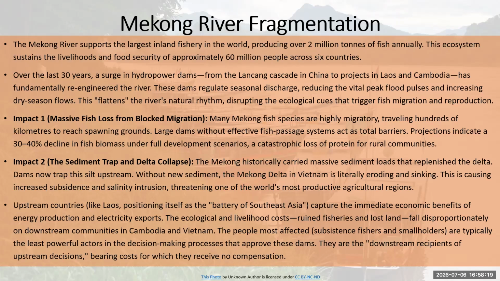However, the construction of many hydropower dams has altered the river's natural flow. These dams block fish migration. They trap sediments that would normally reach the delta and reduce seasonal flood pulses. As a result, fish populations decline and the Mekong Delta is now eroding. And downstream communities in Cambodia and Vietnam bear most of the environmental costs, while many of the economic benefits are gained upstream.